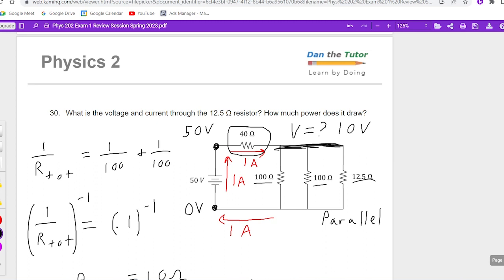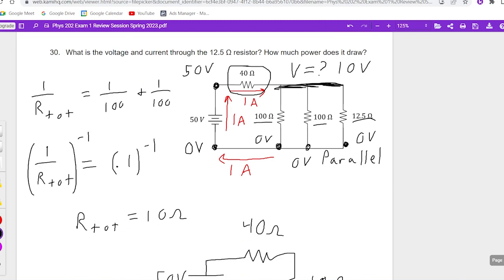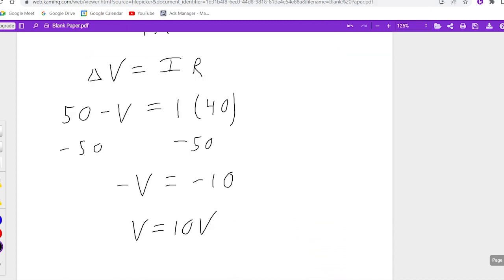The other reason I can prove that is because, hey, the voltage right here is 0 volts. The voltage right here is 0 volts. The voltage right here is 0 volts. It's the same everywhere on this wire. The only time the voltage ever changes is when you come across a resistor, like right here. So, for that reason, we get 10 volts for all of these. So the voltage is 10 volts. Excellent. And once I have the voltage and the 12.5, I can easily find the current.